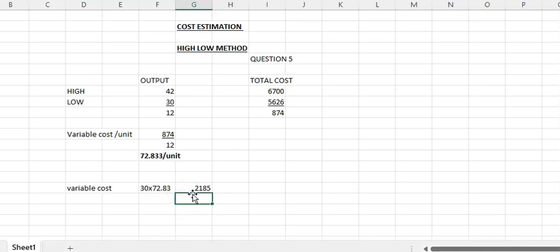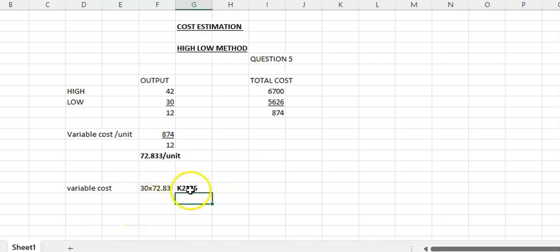We are going to get 2185 as our variable cost for the entire activity. Okay, let me put that one, 2185. Of course that was in Kwacha. 2185. That's our variable cost for 30.